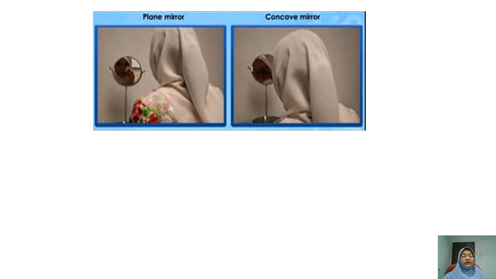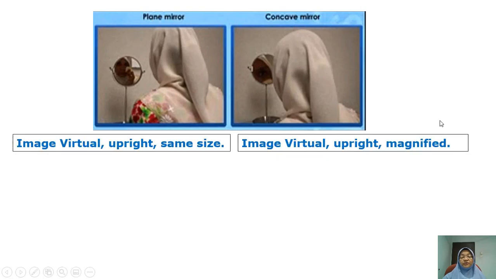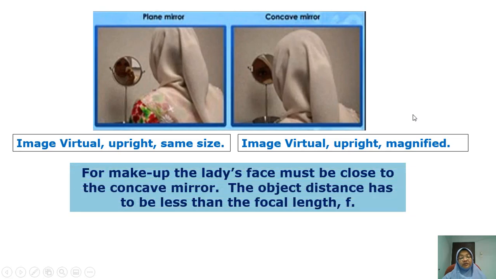Okay, this is another example where you compare a plane mirror and a concave mirror. This is a plane mirror, the same size as your face, and here is the bigger size. Okay, virtual, upright, same size; and virtual, upright, and magnified. For makeup, the lady must be close to the concave mirror. That is U less than F.